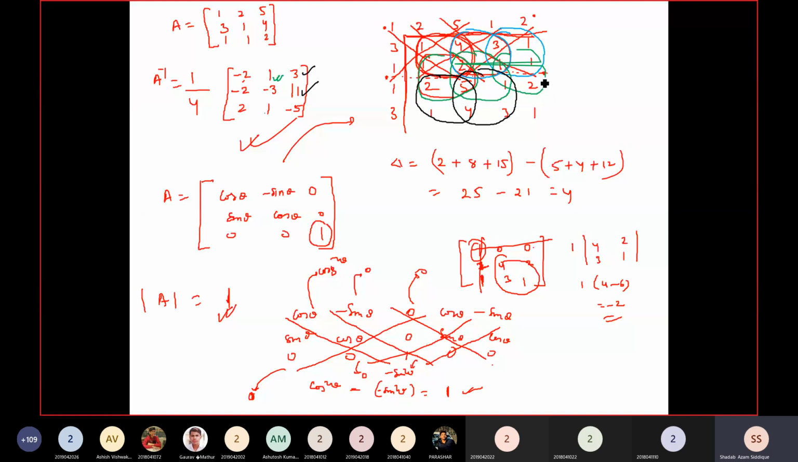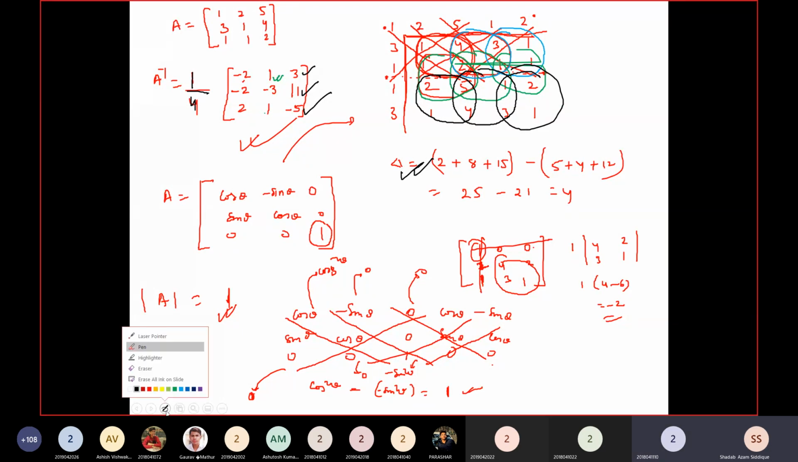Now 1 one is 1, 1 minus 3 into 6. 1 minus 6 is what? Minus 5. So that is written here. And the determinant is already calculated, which is 1 by 4. So the determinant is calculated here. I hope this is clear.